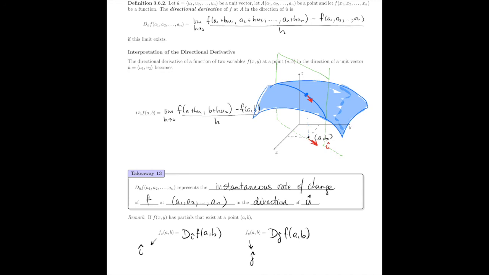In the next video, we will do a theorem which will give us a method for calculating the directional derivative other than taking a limit.